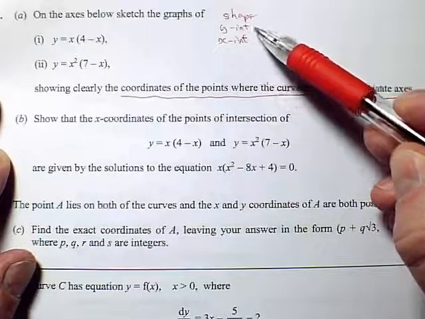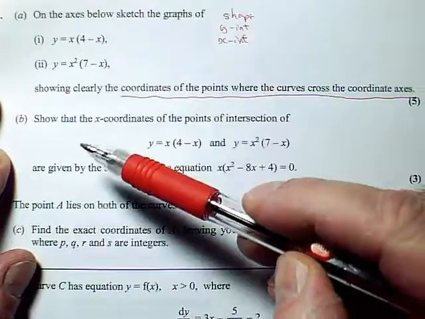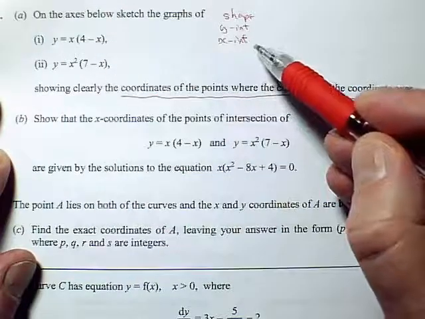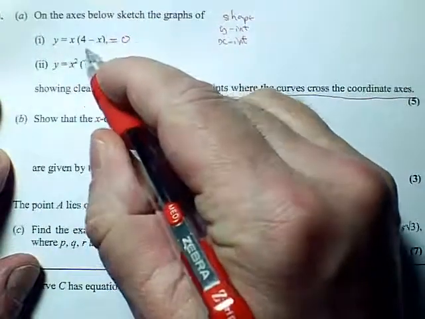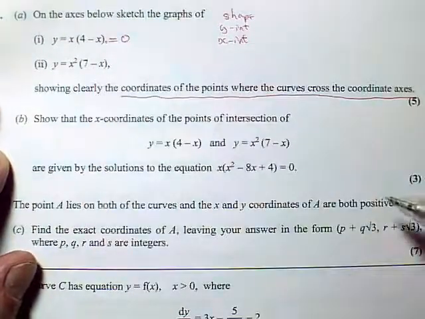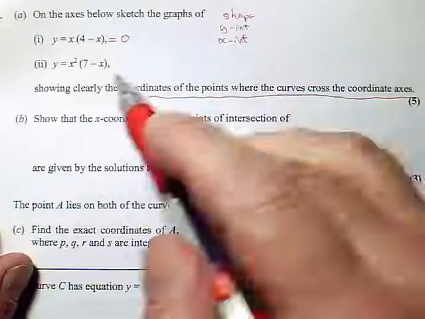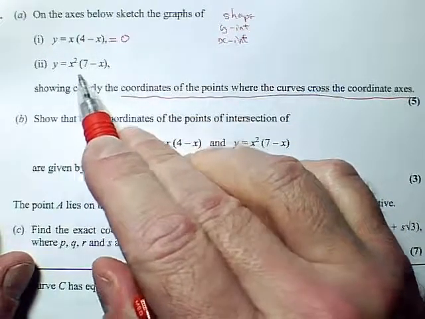So the y-intercept is when x is 0, so substitute x equals 0 into that. The x-intercepts are when y equals 0, so if we solve this equal to 0, it's already factorized for us, so we should be able to get two values for x. Okay, same kind of thing on the cubic.